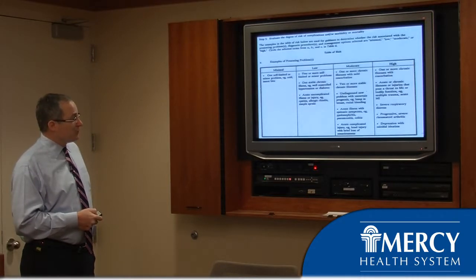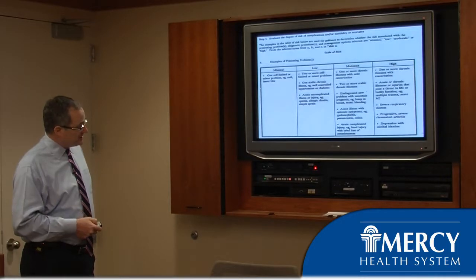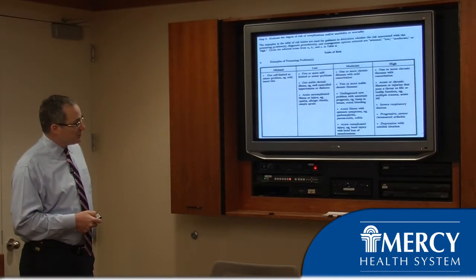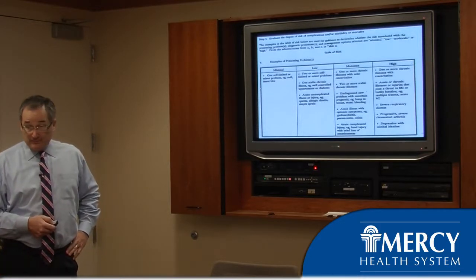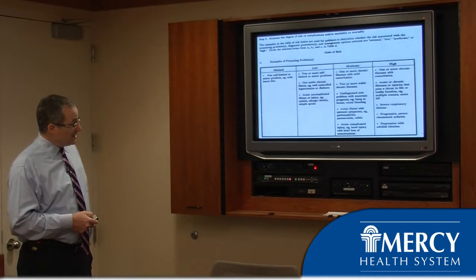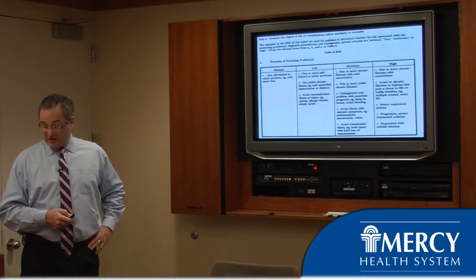Or a stable, chronic, well-controlled illness. Now, moderate complexity, here's where the majority of our patients reside. Mild exacerbation of a chronic illness. 2 or more stable chronic illnesses. Well, if they're stable, we don't see those patients. Undiagnosed new problem with uncertain prognosis. That's a whole bunch of our patients. That's why they come here.